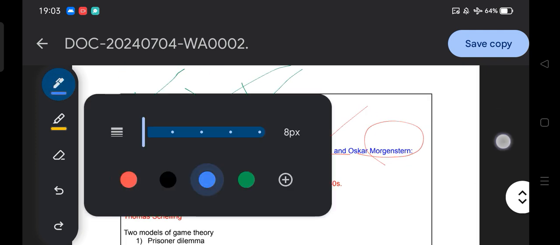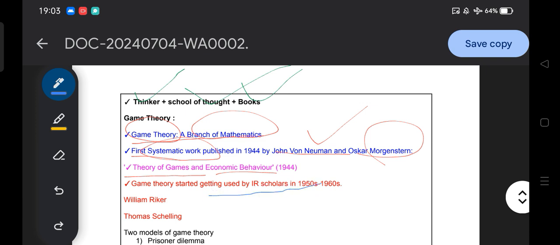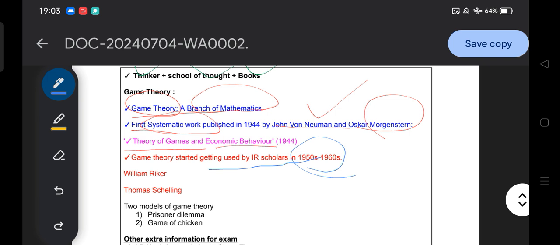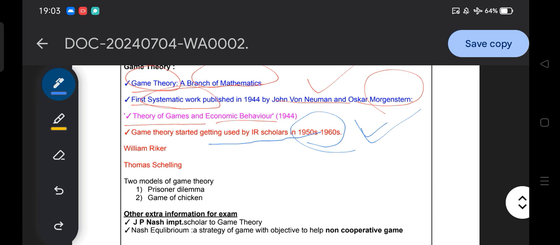Then game theory started getting used by international scholars in the 1950s and 1960s. In a way we can say that during the time of the Cold War game theory became significant. It became a landmark field for international relations, very important for the study of international relations. And who are the scholars who brought the attention of the international community to game theory? They are William Riker and Thomas Schelling, famous scholars of the game theory of international relations.